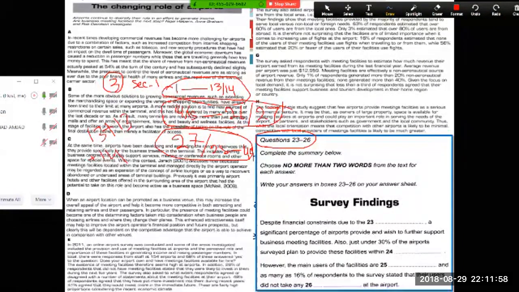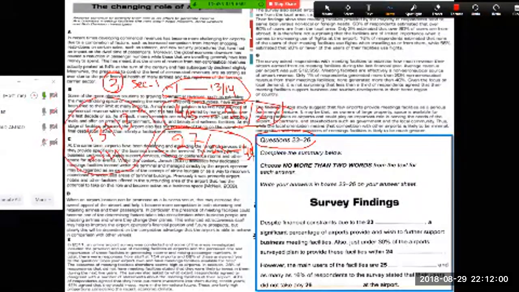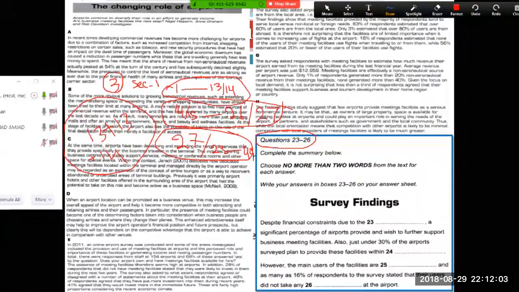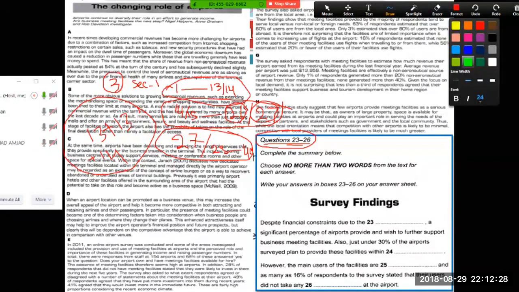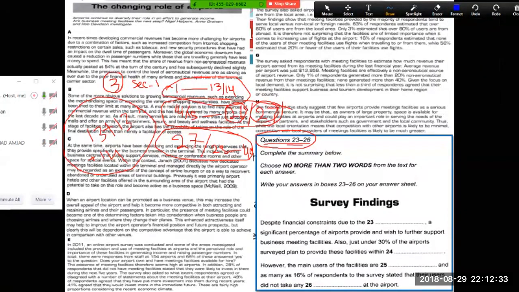Now, if you see, such types of questions generally come towards the end of the section. Now, what are these questions? Question number 23 to 26. Question number 23 to 26 means this is the end of section 2. Abdurrahman, are you getting it? Okay. So question number 23 to 26 would come towards the end of section 2.